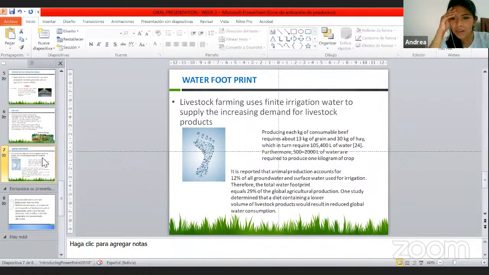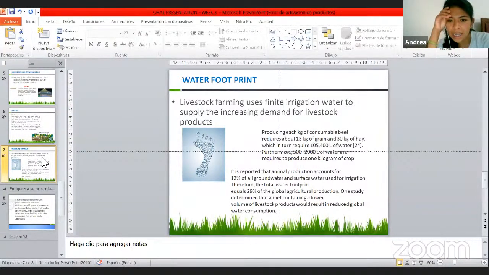Furthermore, 500 or 2,000 liters of water are required to produce 1 kilogram of crop. So if we see the difference here, it's almost 3 times what we need to produce beef in comparison to what we need to produce a crop. It is reported that animal production accounts for 12% of all groundwater and surface water used for irrigation. Therefore, the total water footprint equals 29% of the global agricultural production.